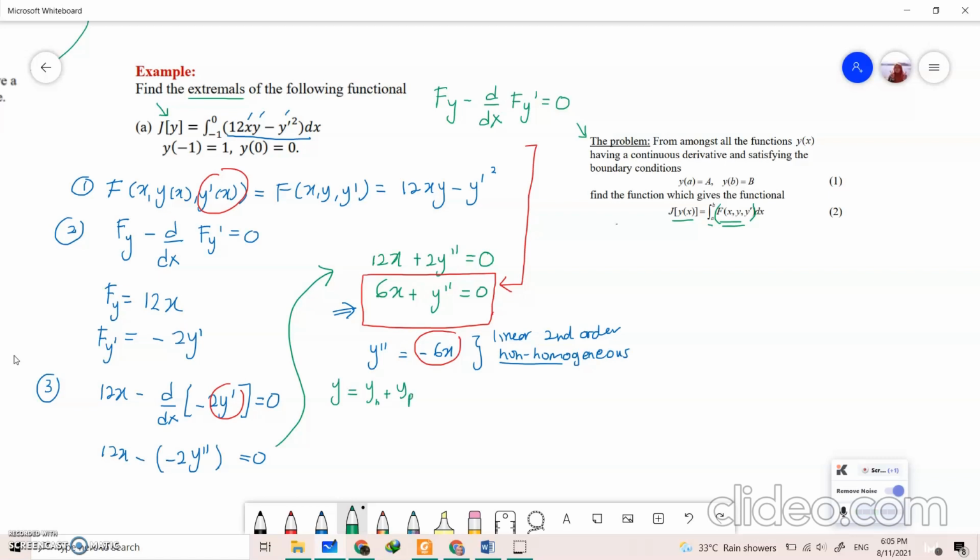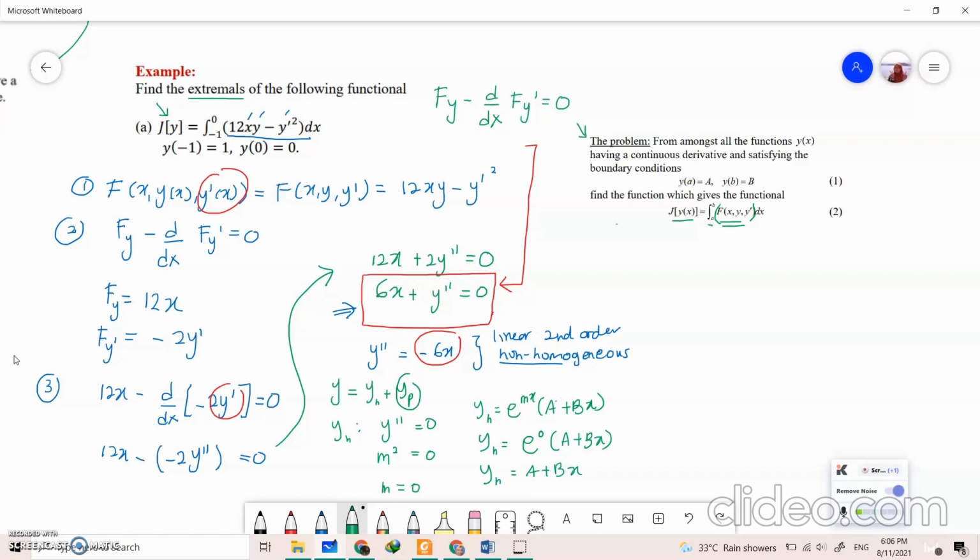Okay, so for yh, as you can see, we have y double prime equals to 0, which means that your characteristic equation is m squared equals to 0. Remember, you have learned this. So m equals to 0. All right, and then yh is given by exponent mx times a plus bx, and given m is 0, yh is exponent to the power of 0 times a plus bx, so your yh is equal to a plus bx.